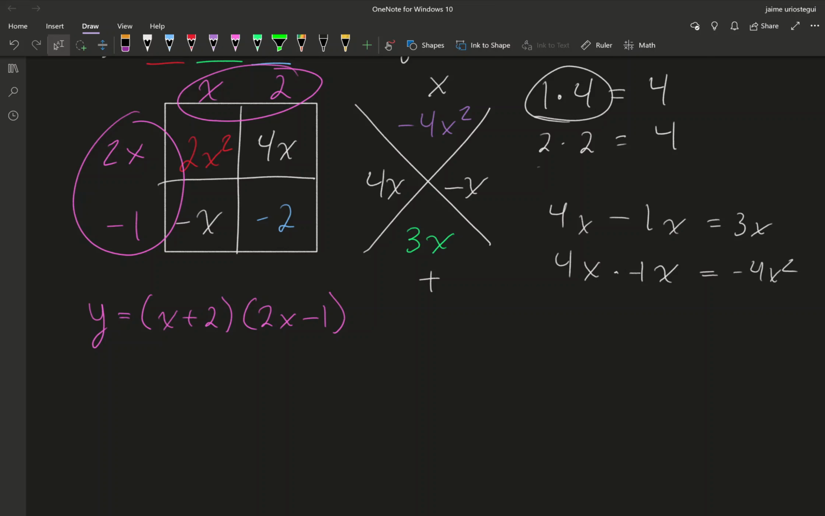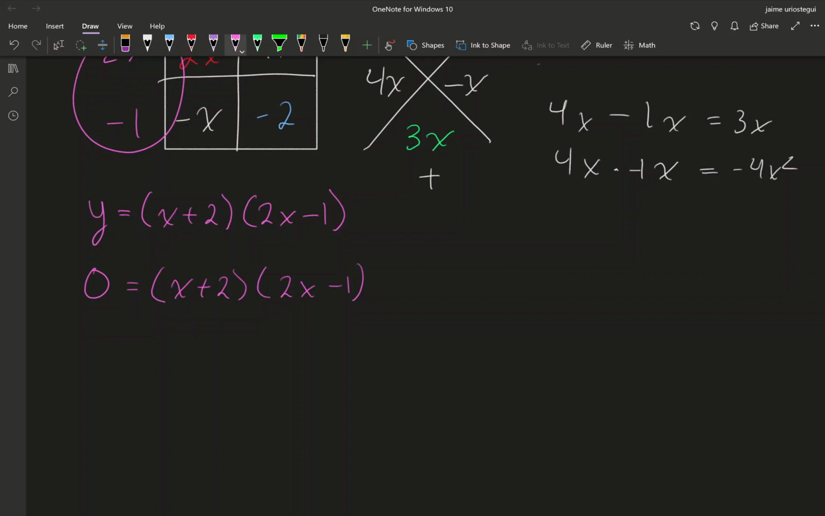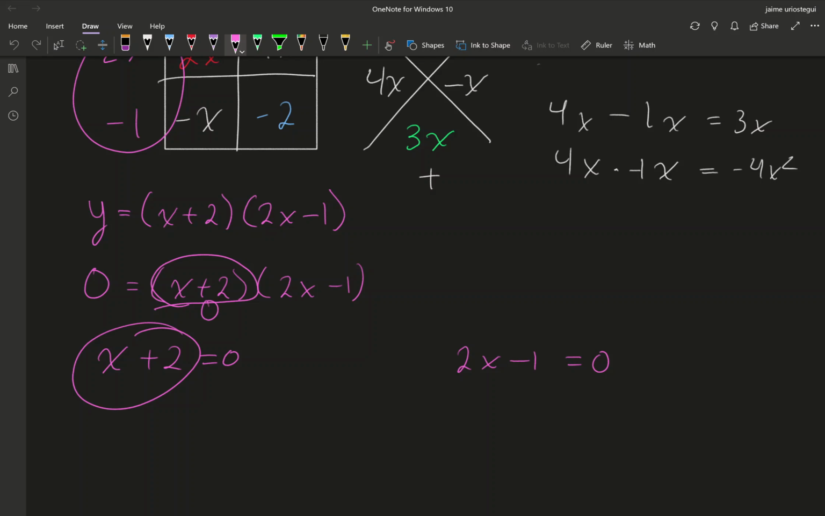What we do now is, since we're solving for x, we're going to make our y be 0. Because whenever you solve for x, you're solving for the x-intercepts, which means your y needs to be 0. Now we can use the zero product property. The zero product property allows us to say that x plus 2 equals 0, and 2x minus 1 equals 0. The zero product property tells us that if I can change this into a 0, then this up here changes into a 0. And 0 times anything is just going to give us 0. And the same goes for the other term.